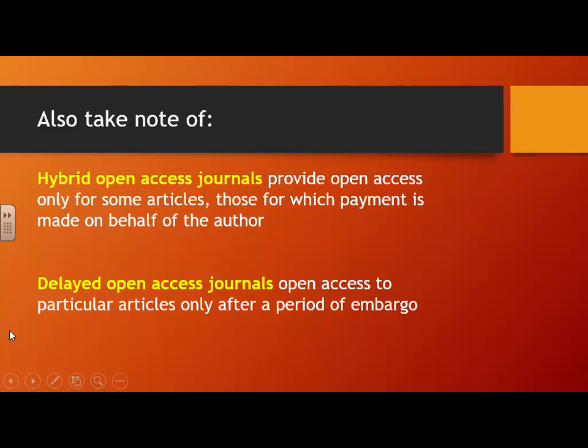Also take note of hybrid open access journals, which are quite common these days. They provide open access only for some articles, usually where some form of payment has occurred, and then journals which offer delayed open access, which means that an article will be closed for a certain time and then go open after an embargo period.